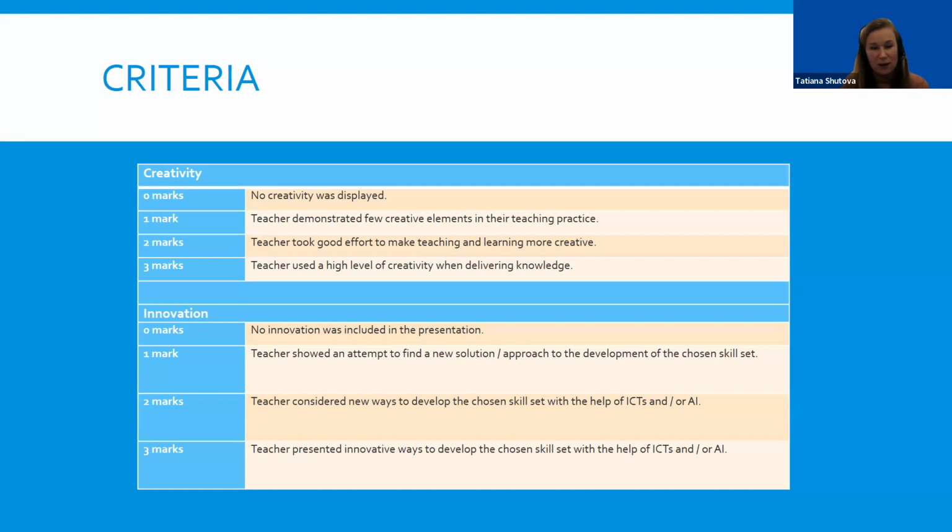Innovation, and of course, it is important not just to know that a certain skill has to be developed in children. Well, this is not new, but what this criterion means is that teachers are supposed to show how they have approached the development of this skill in a new way, using, of course, ICTs and or artificial intelligence.